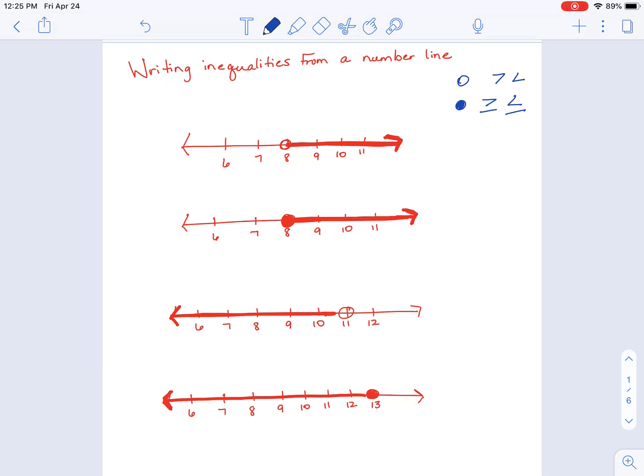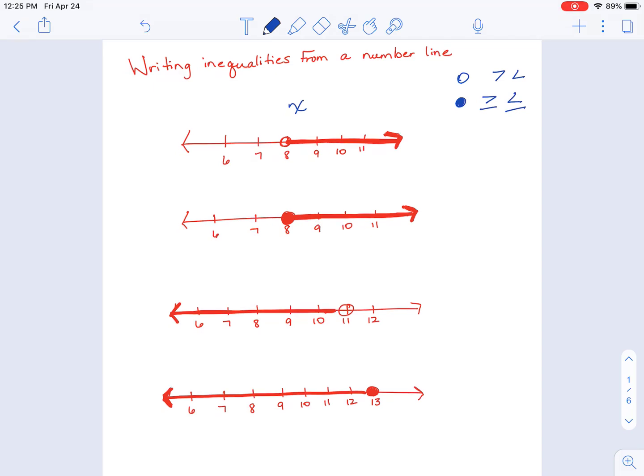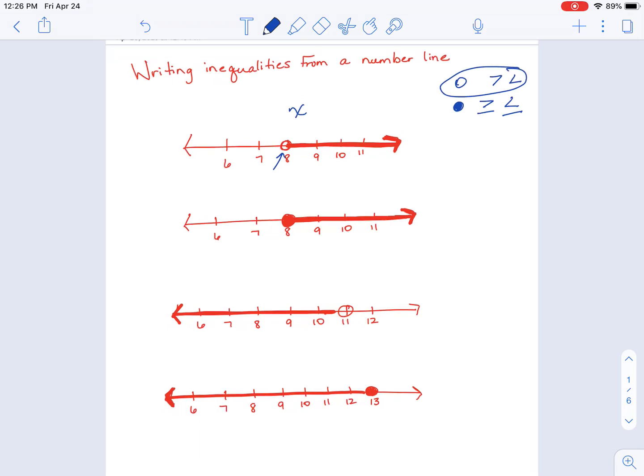So just a little review of this. You can use any variable. I'm going to use X. So we're going to say X is, now we have an open circle here, so I know it's going to be one of these two. Now, which one is it? Look at your shading. Your shading is going in this direction, see how that looks like it's pointing this way? So that means I know I need the greater than symbol. And then where does it start? It starts at the number 8. So that would be your inequality for that number line.